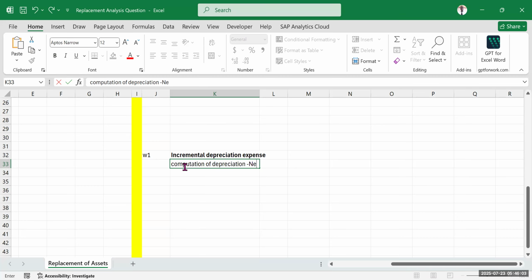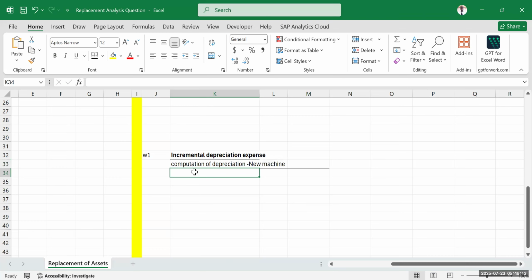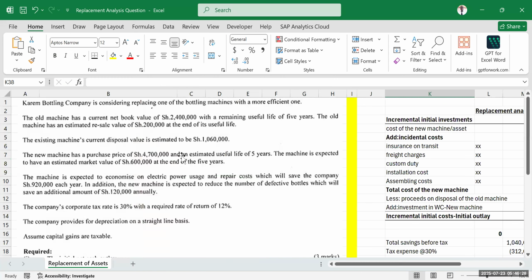Let me just say the new machine, so that you understand it easily. So, computation of depreciation of the new machine. Now, for the new machine, we start with the cost, because depreciation is normally subjected to the cost. Cost of new machine. But remember, that new machine has a salvage value, which you are given. Let's go and look at it. You are told the machine is expected to have an estimated market value of 600 at the end.